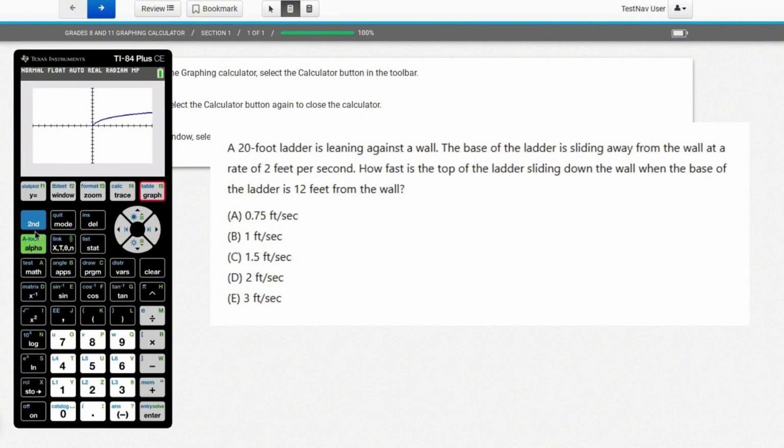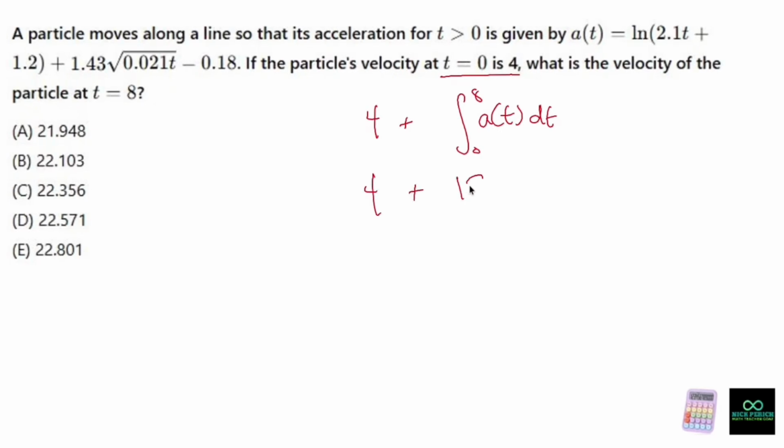Not so bad. But what I have to do is integrate from 0 to 8. So let's second calc. 7 is my integral. Lower limit is 0. Upper limit is 8. So you hit your number, you hit 8. This gives me 18.356. So if we take 18.356 and add 4 to it, we'd get 22.356. So let's go back and make that happen. And so we ended up with 18.356-ish plus 4 is 22.356-ish, which looks to be C.